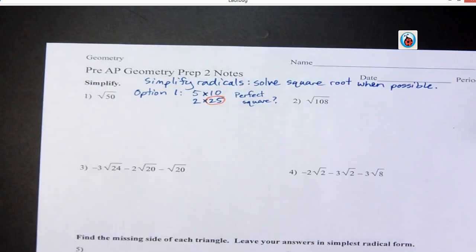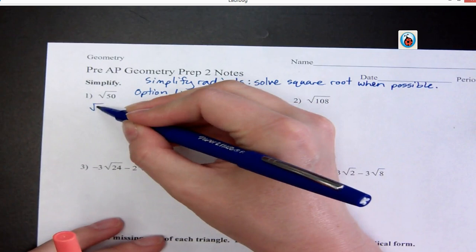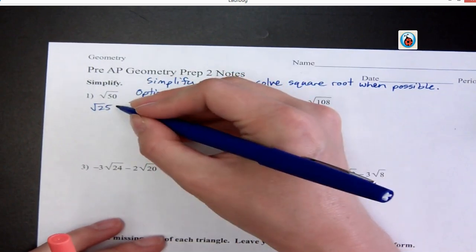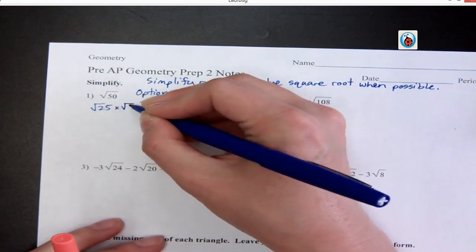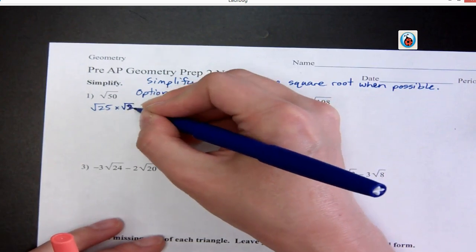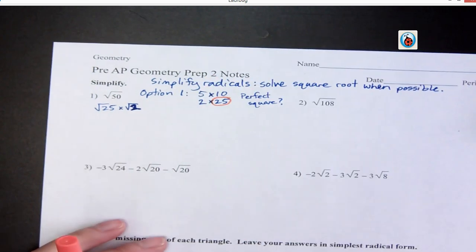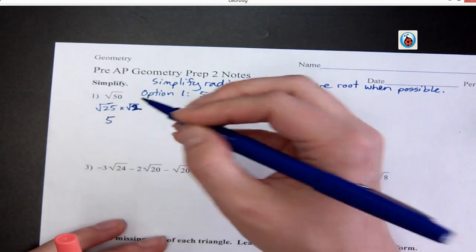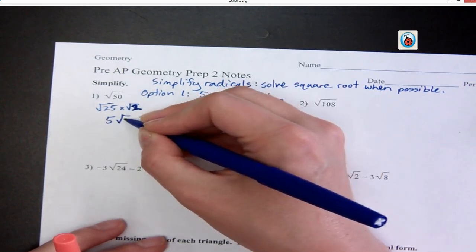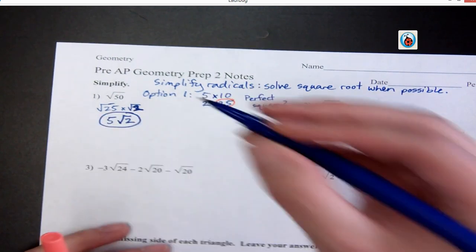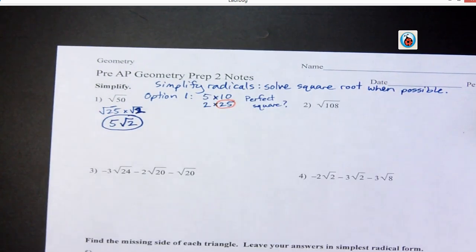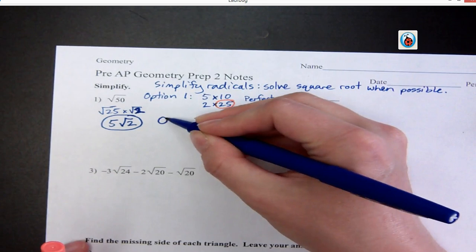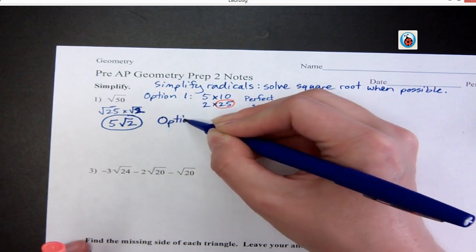So 25 is a perfect square, so that means I can write this as square root of 25 times the square root of 2. And then I know square root of 25 equals whole number 5, and so that just becomes 5 root 2. Okay, that's option 1. For some people that works really well. I find the majority of my students like option 2.